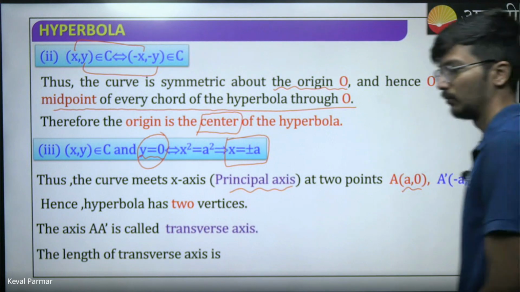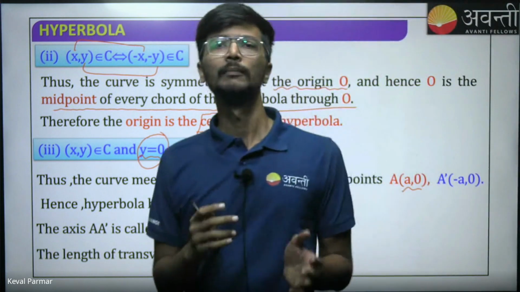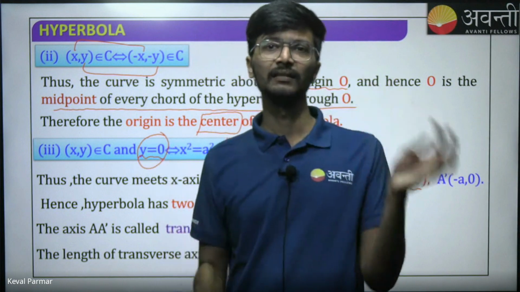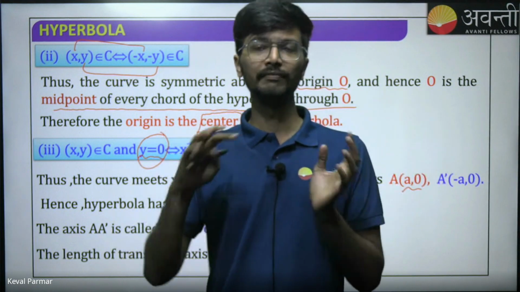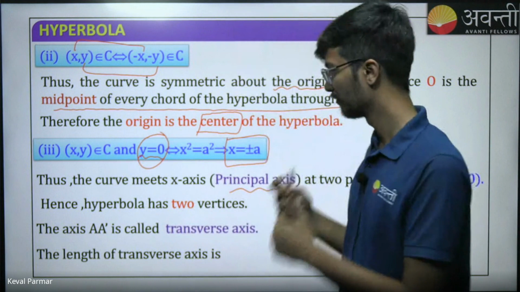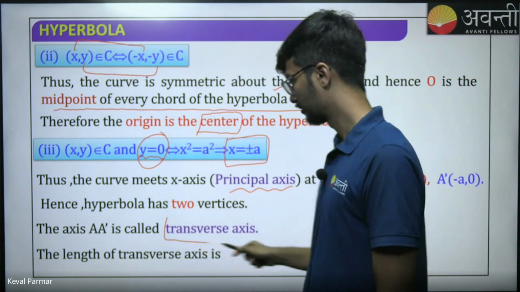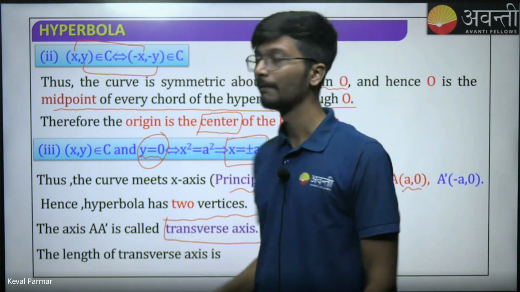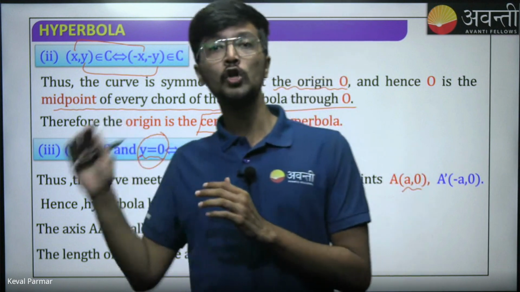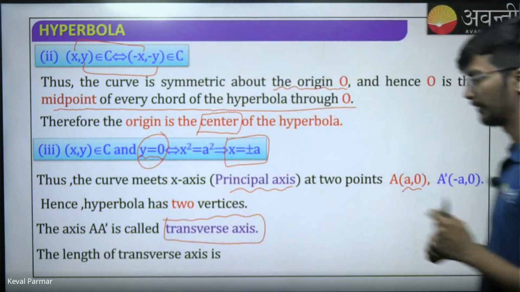In ellipse, if you remember, we used to call them major axis and minor axis. But in hyperbola, we replace the word major axis with transverse axis, and the word minor axis with conjugate axis. So I hope it is clear.